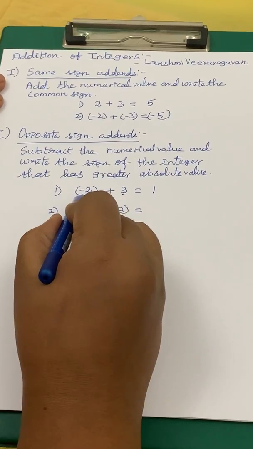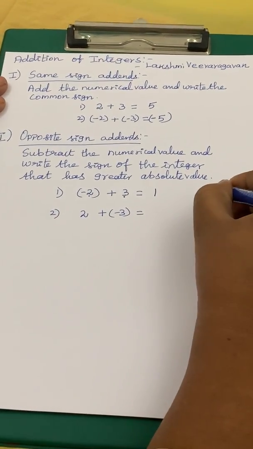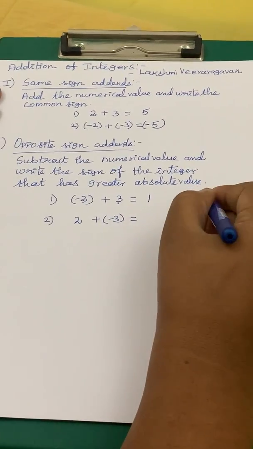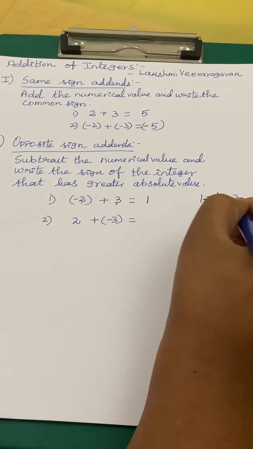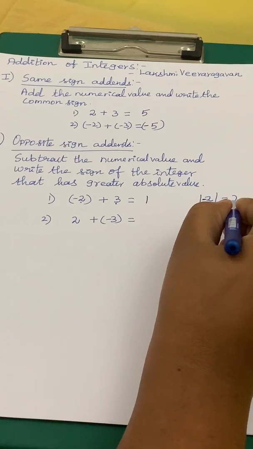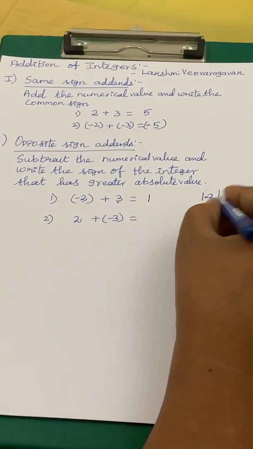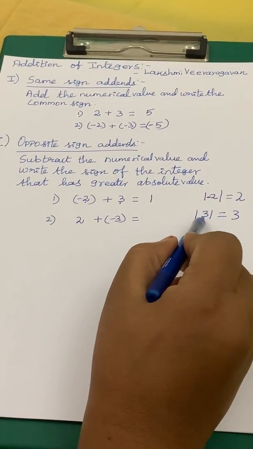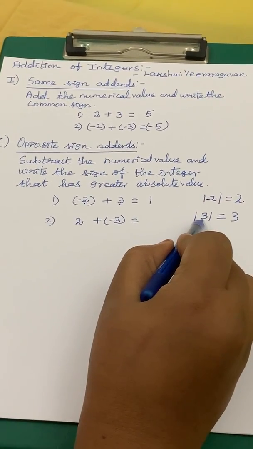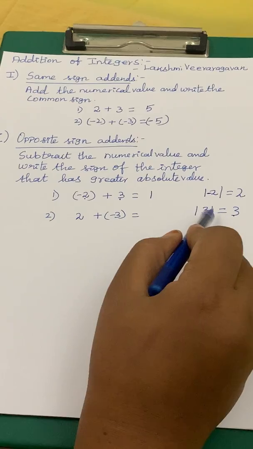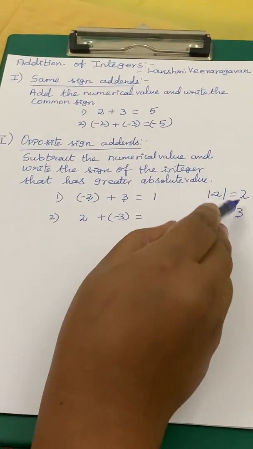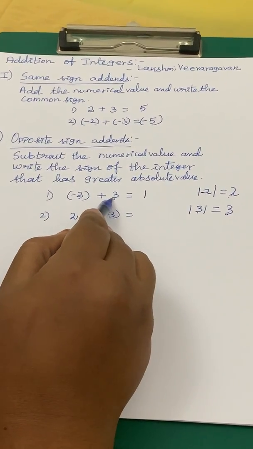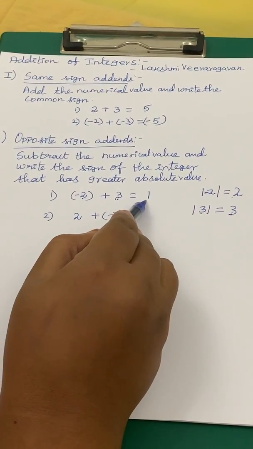Now let's find the absolute value. Absolute value of negative 2 is 2, which means negative 2 is at a distance of 2 units to the left of 0. Absolute value of 3 is 3, which means 3 is at a distance of 3 units to the right of 0. In this case, if you observe, the absolute value that is greater is 3 and hence the sign of 3 is plus. My result is going to be positive.